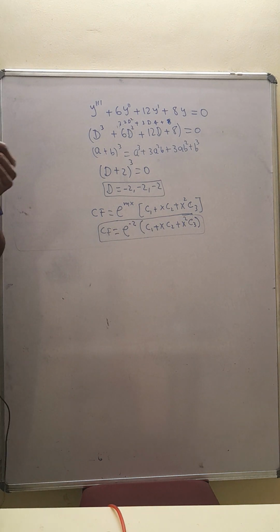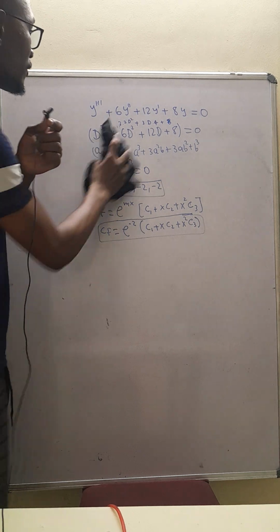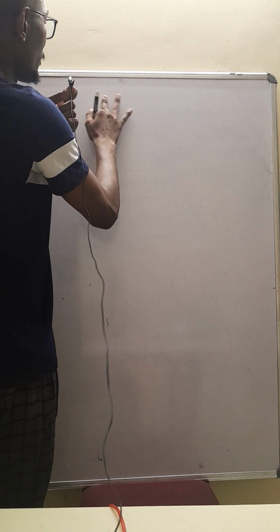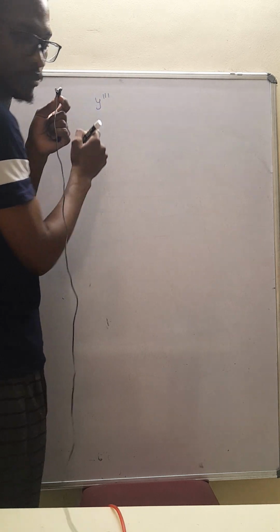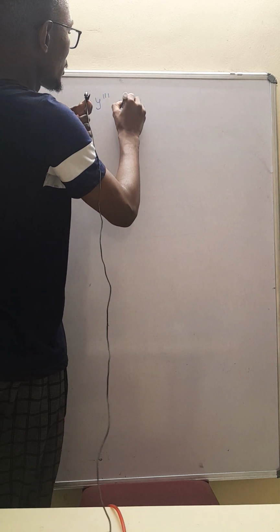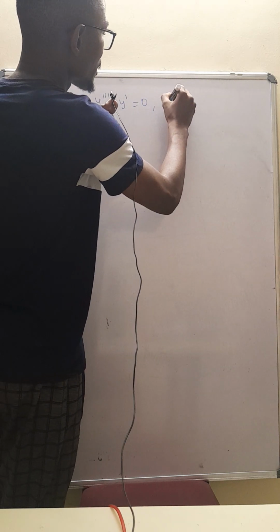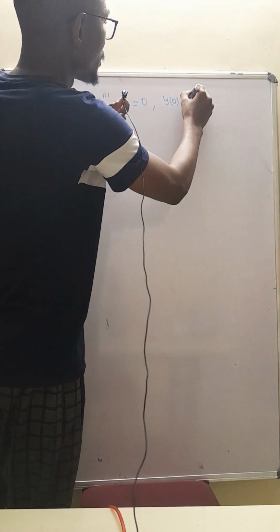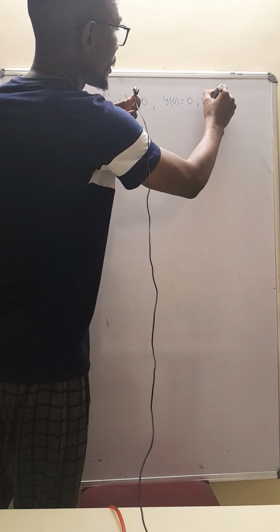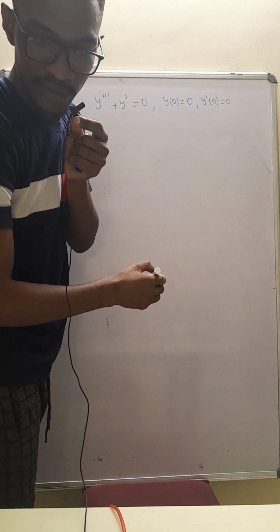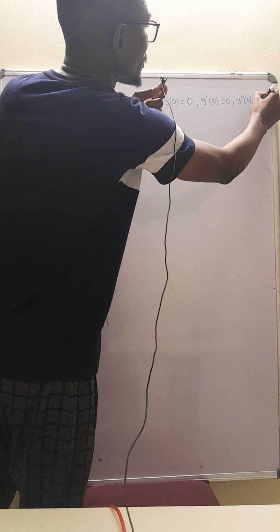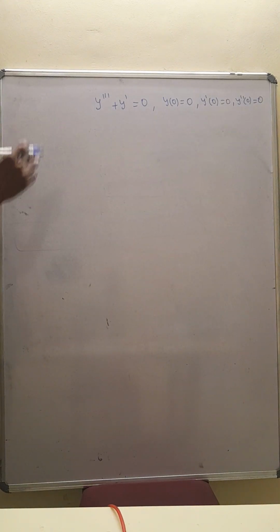Nice. Let us see another exercise. Let me check for another one. Suppose we have y triple dash plus y dash is equal to 0, and they are asking for y of 0 is equal to 0, y dash of 0 is equal to 2, and y double dash of 0 is equal to 0. Okay, how do we find this one?